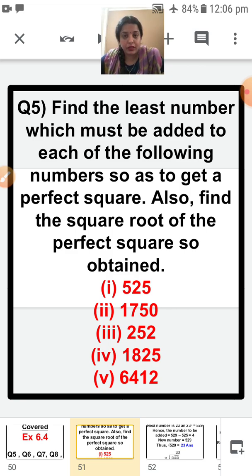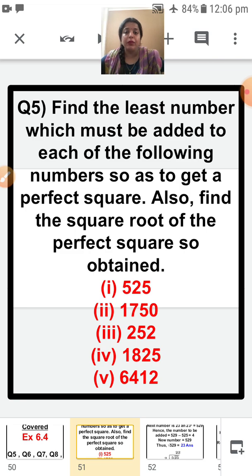What is the meaning of perfect square? Like 2 into 2 is 4. 4 is a perfect square. It means when we are multiplying two same numbers together, whatever we are getting, that is a perfect square. It can be 1 into 1, 2 into 2, 3 into 3, or 13 into 13, 50 into 50. So when we multiply a number by itself and get a number, that number is called a perfect square.